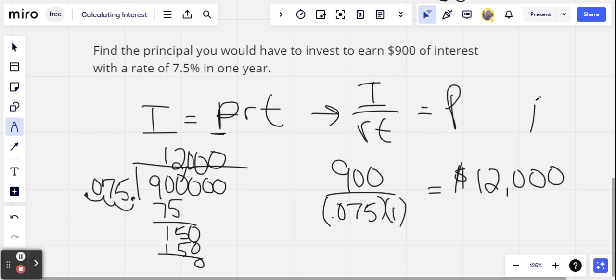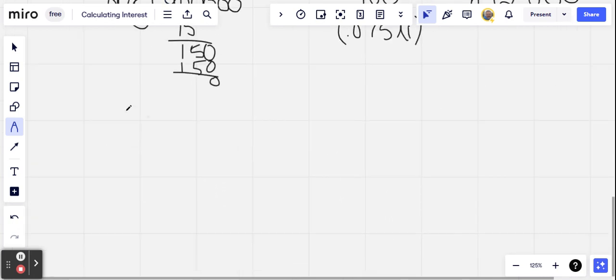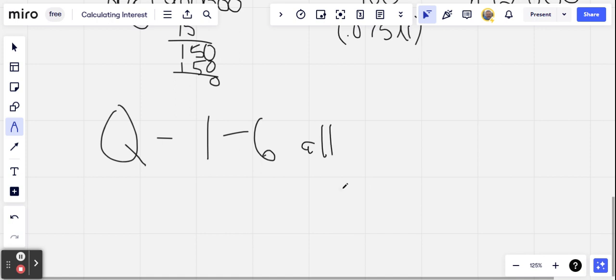So try these out. The ones I want you to do are questions 1 through 6 all. Then turn them in to me. This is on page 103. Get these answers.